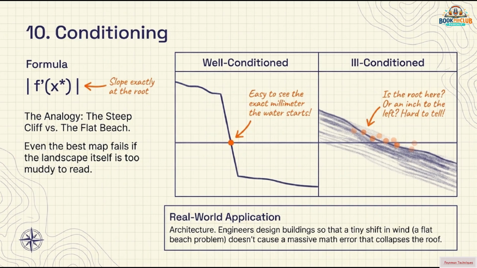And this has massive implications in architecture. Engineers have to ensure they are designing buildings based on well-conditioned mathematical models. Because if they use a flat beach problem, their math is overly sensitive. A tiny, unpredictable shift in wind speed could cause a massive mathematical error in their load calculations, and the roof could collapse. They need a steep cliff of certainty.